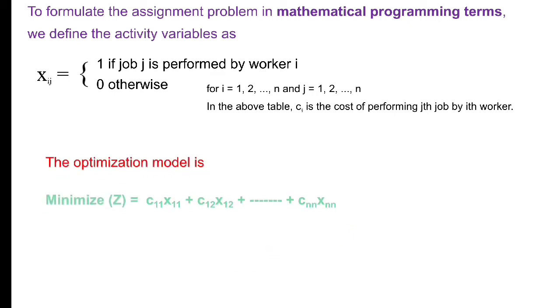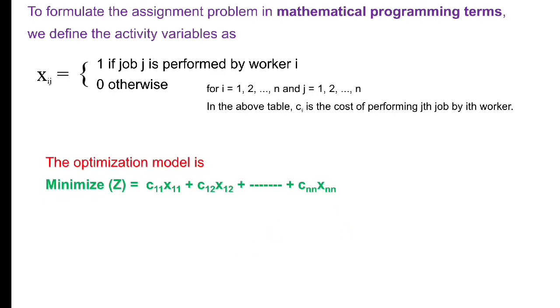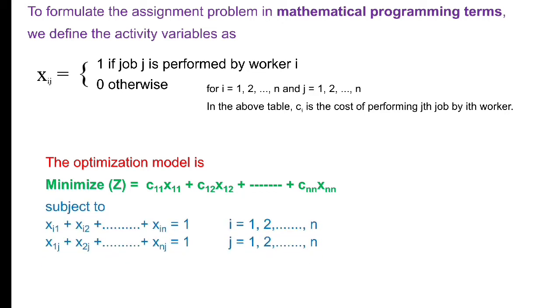Optimization model. Minimization of z equals c11 x11 plus c12 x12 plus etc. plus cnn xnn. This is the general form, where the objective and restrictions are equal to 1. That is, the constraints are equal to 1. The values are always to be 1, compared with the linear programming method. xij equals 0 or 1, whether it is assigned or not. Like that it will be considered.